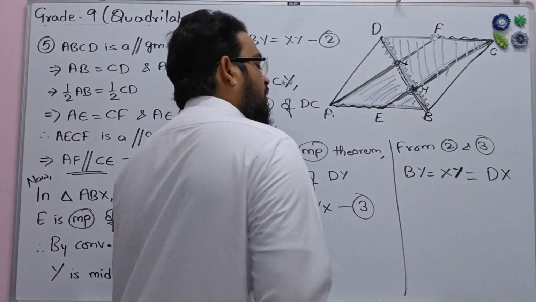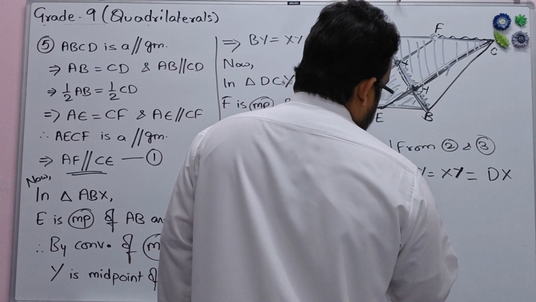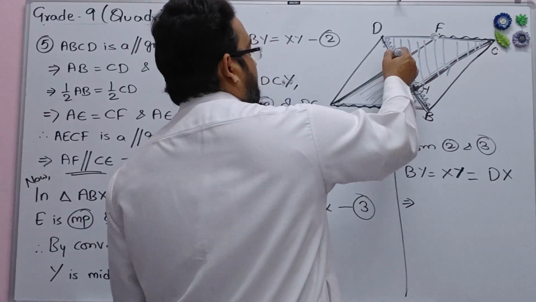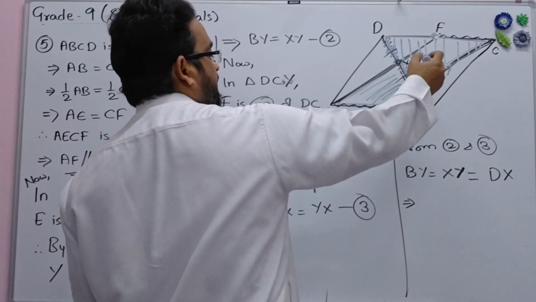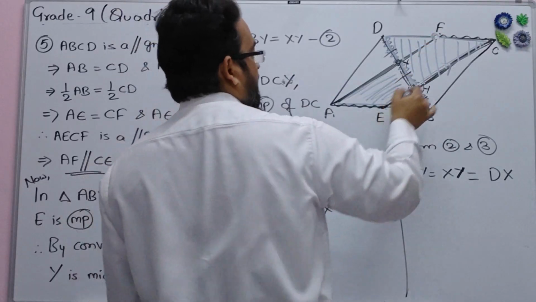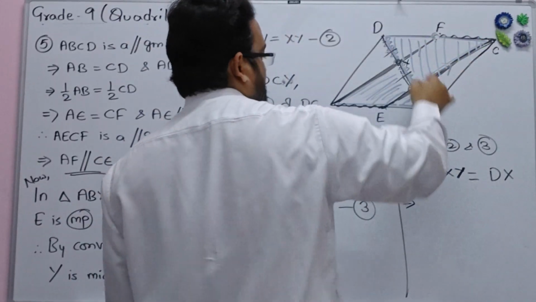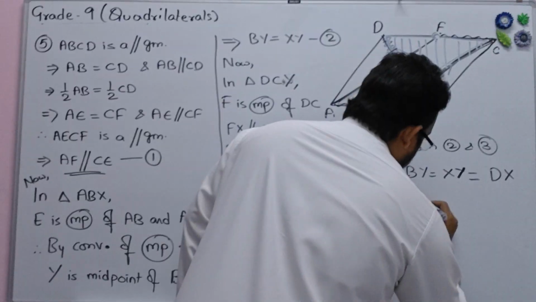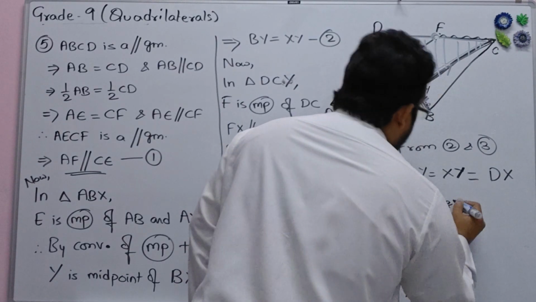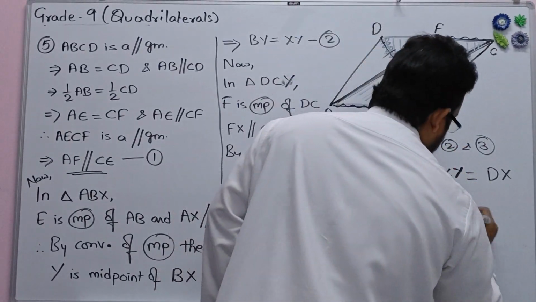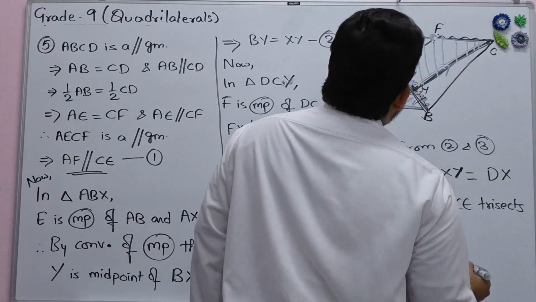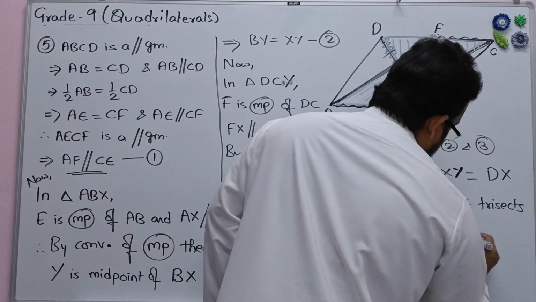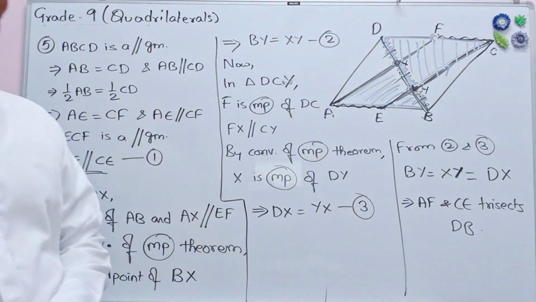Understood? So that means if these three parts are equal, that implies AF and CE trisect DB. Got it, my dear students?